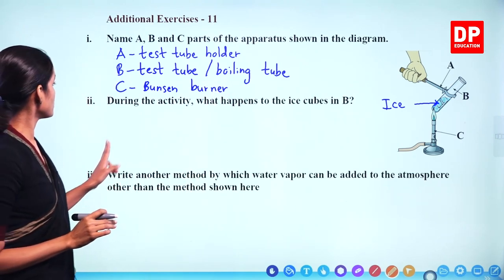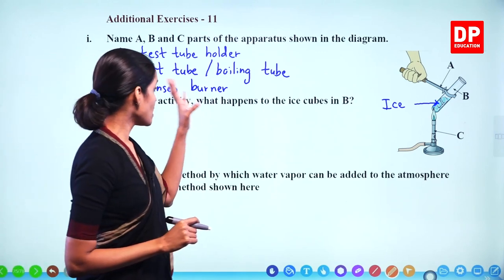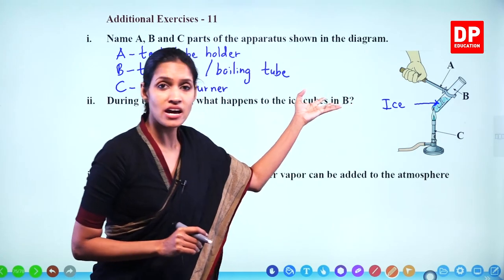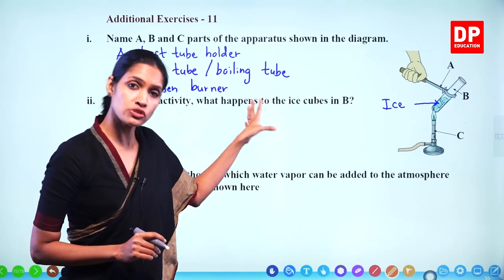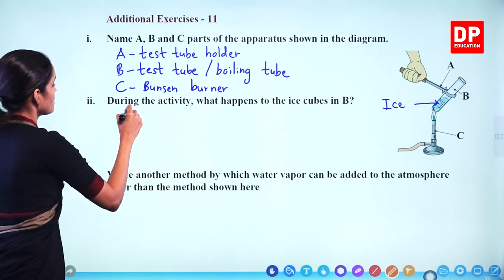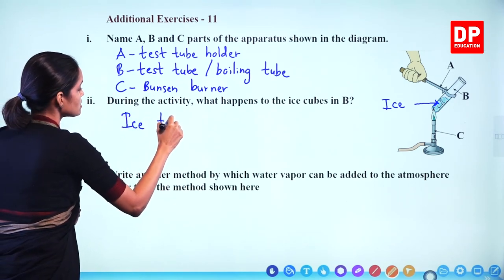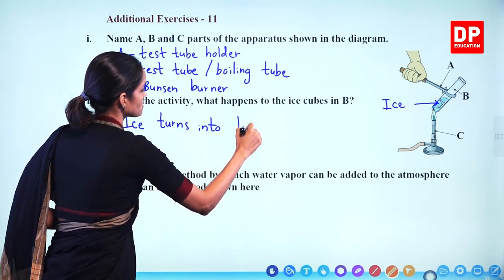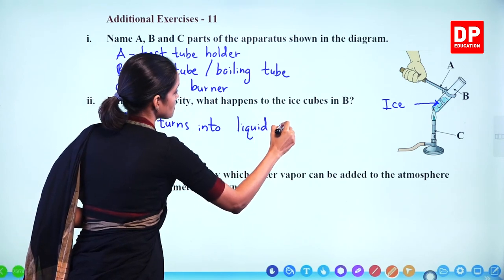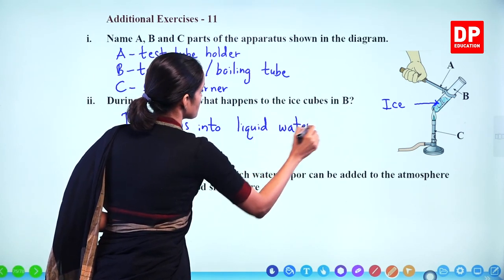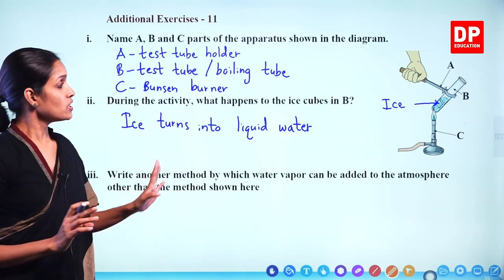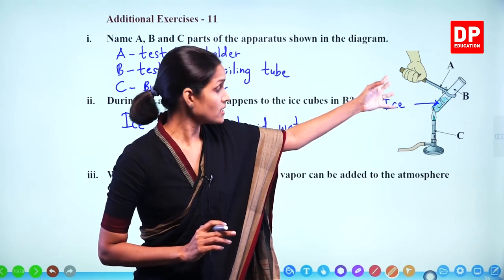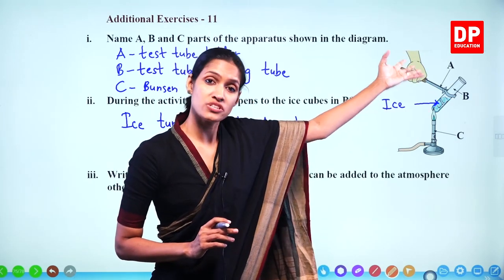Okay, the next one. During the activity, what happens to the ice cubes in B? Because of the heat, ice cubes melt and they turn into liquid water. If you further heat this liquid water, what will happen? That water will boil and it will turn into steam or water vapor.